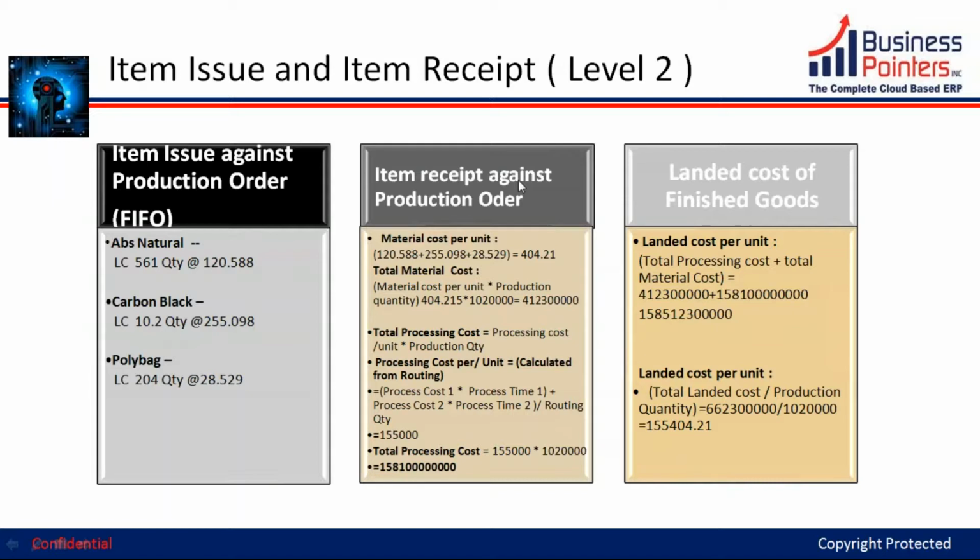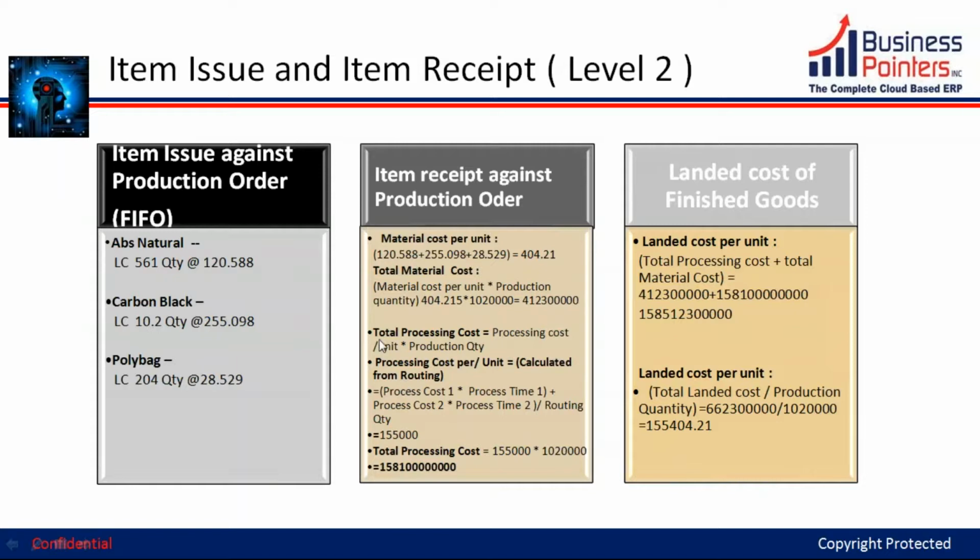Next, we are also receiving the item against the production order. We have to make the semi-finished product here, which is our ring hourglass. Here we are calculating the total material cost per unit. The total material cost is material cost per unit into production quantity, and that's calculated as 4123000000. Next, we have total processing cost, which is the processing cost per unit into production quantity.